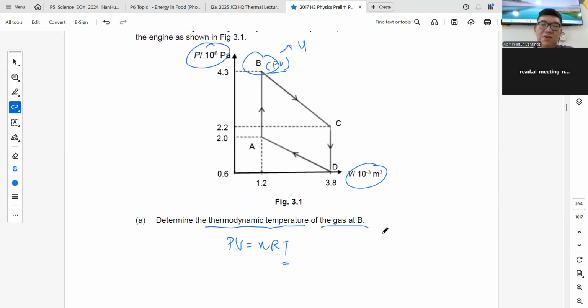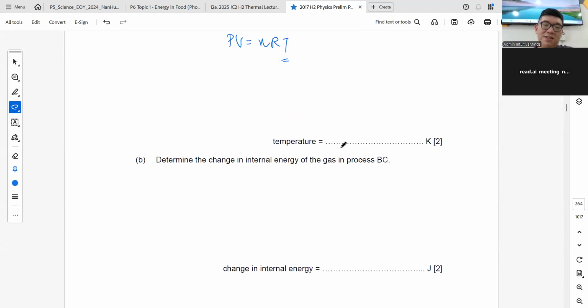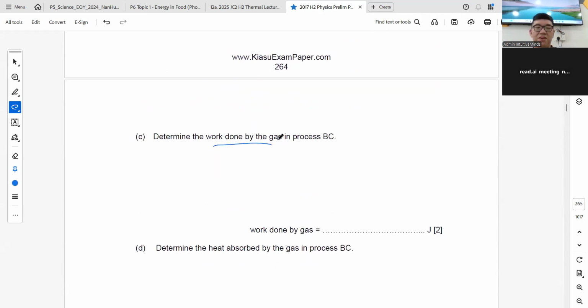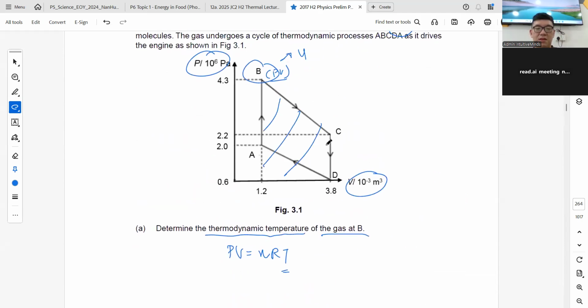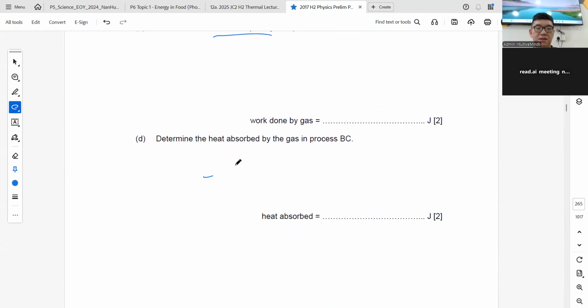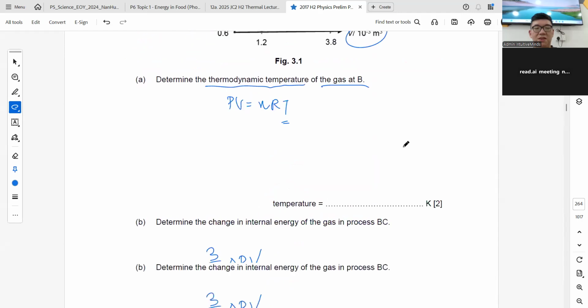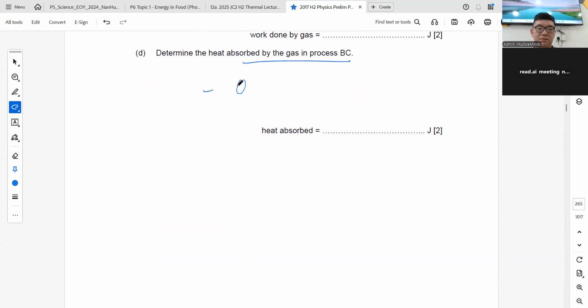Change in internal energy, BC. What do you think? 3/2 delta PV. So go and try it. Work done in process BC, area under graph. Heat absorbed in BC, everything all in BC. First law: U increase equals Q in plus W on. There you go. Question 1 done. Easy.